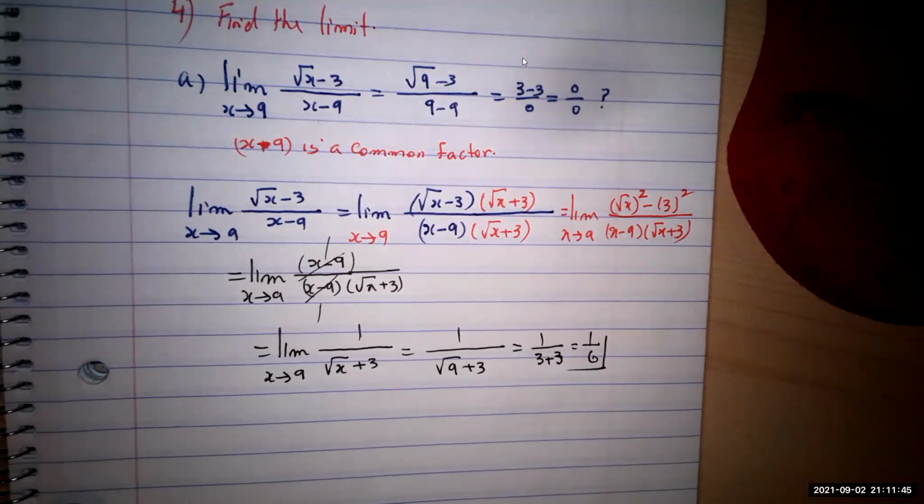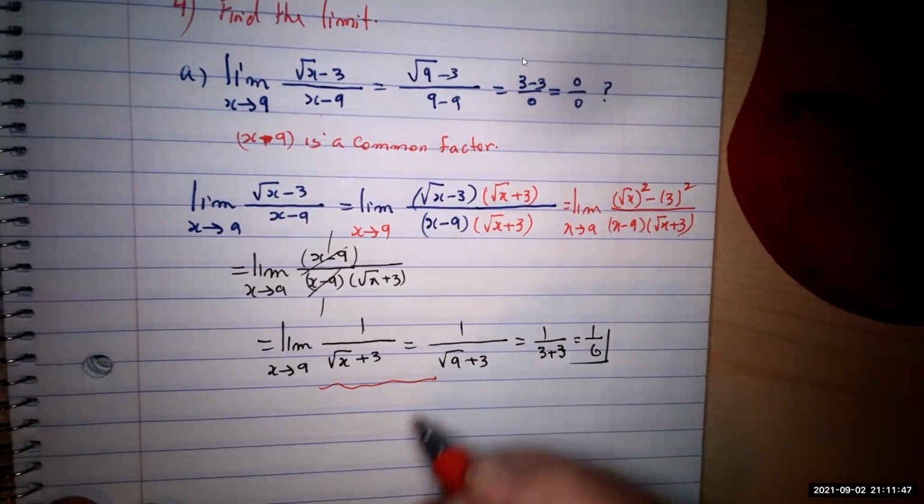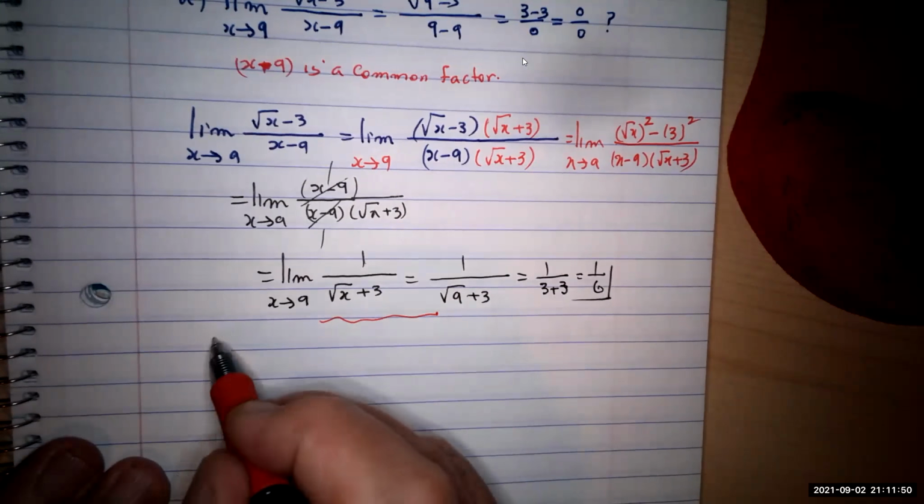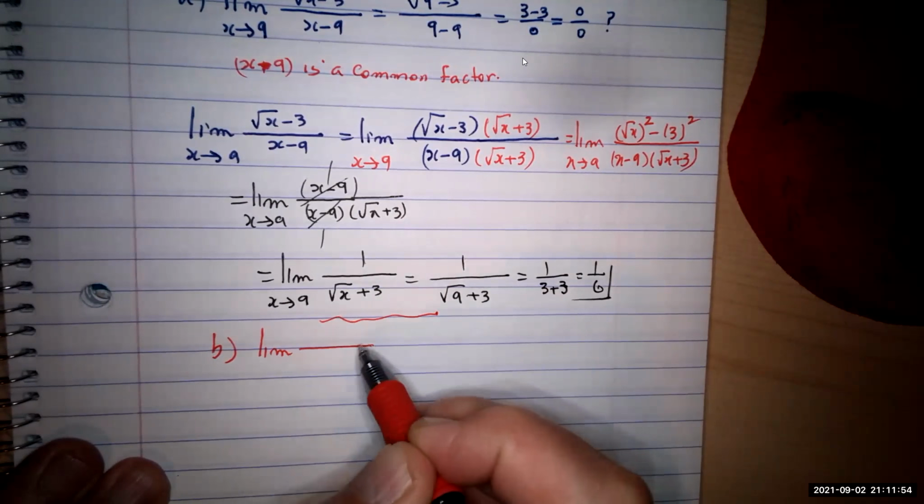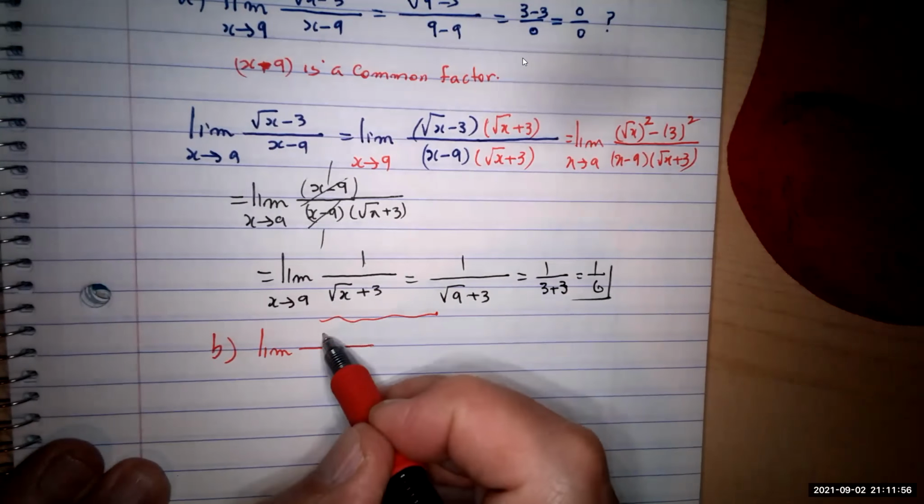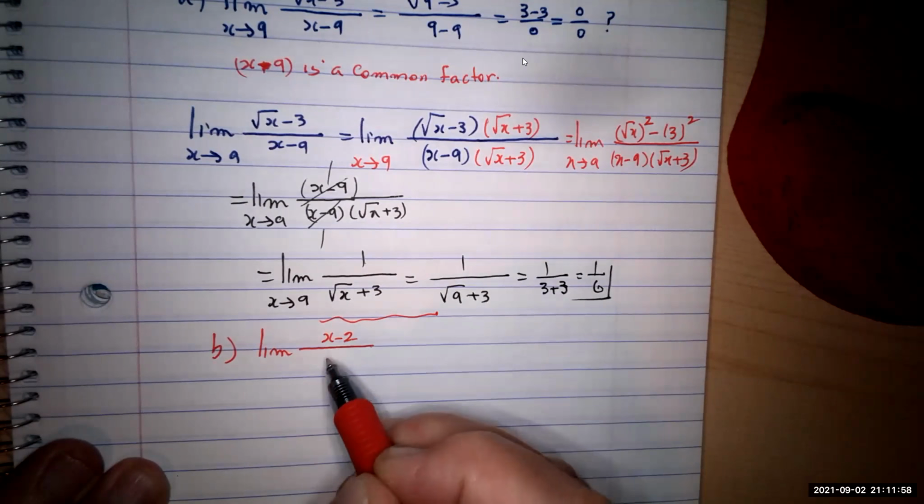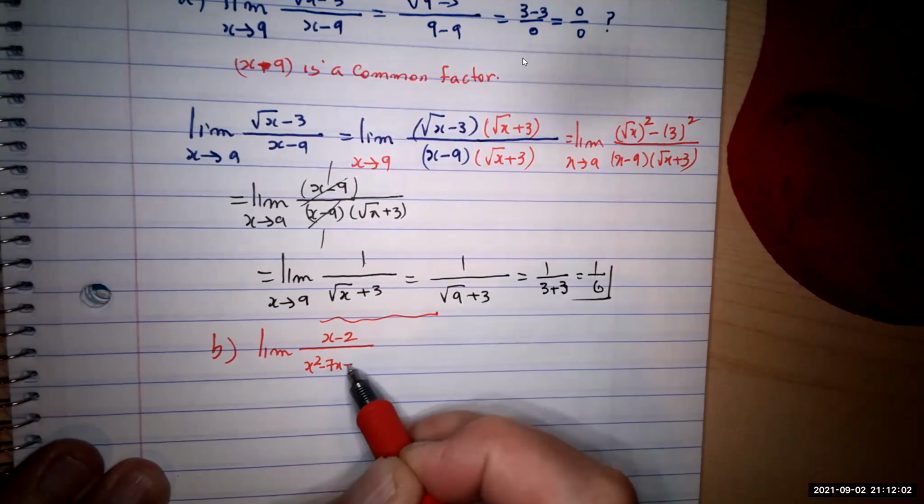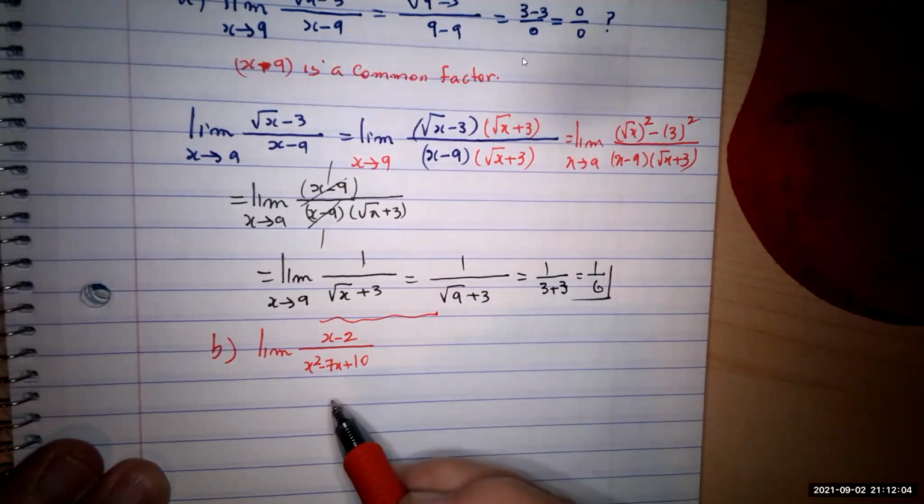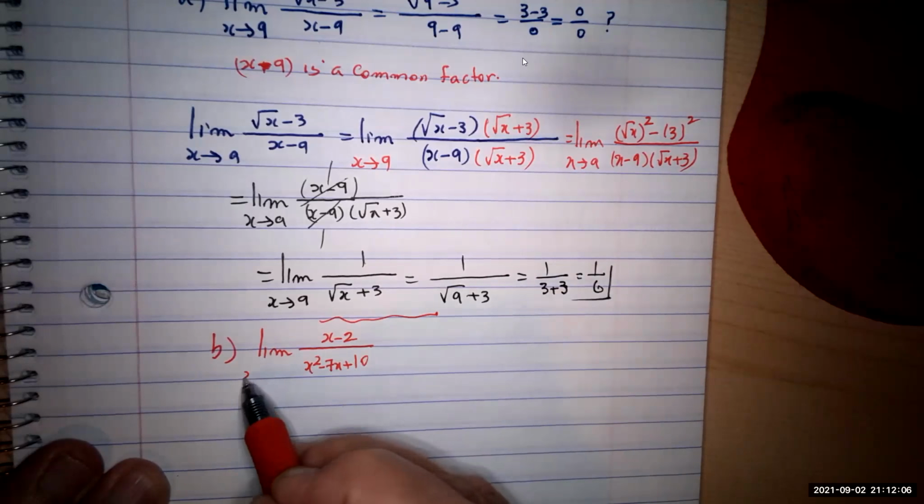Case 2 for the 0 over 0. When it's a polynomial, remember? Case 2, you want to find this limit: the limit of x minus 2 over x squared minus 7x plus 10 when x goes to 2.